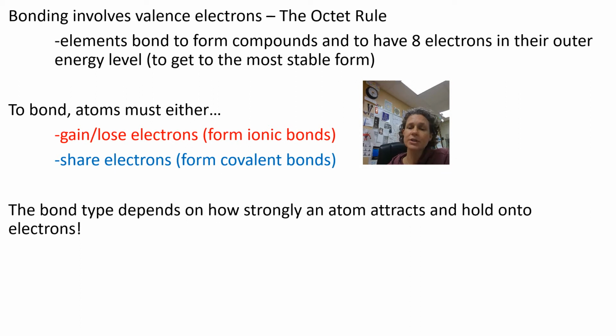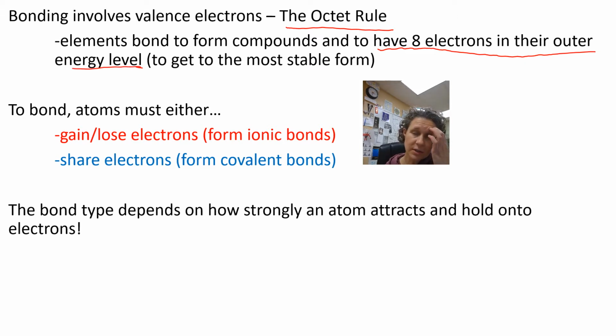Okay, so now here's the deal with bonding. Bonding only involves the valence electrons, and what they are all trying to achieve is the octet rule. The octet rule says that elements bond so that their compounds have 8 electrons in their outer energy level, because this is the most stable form that they can get to.